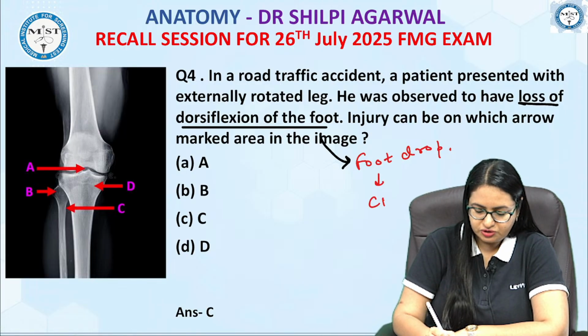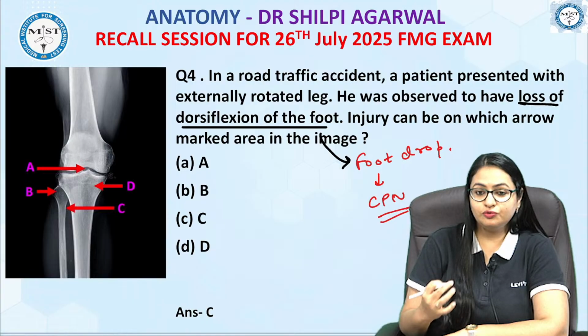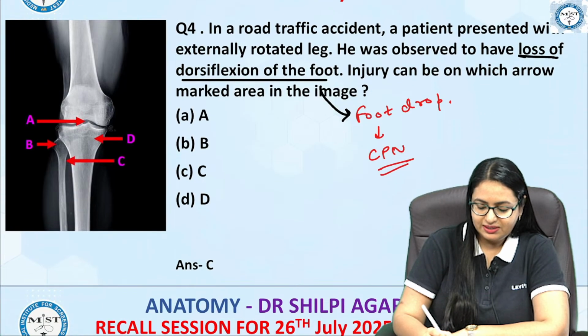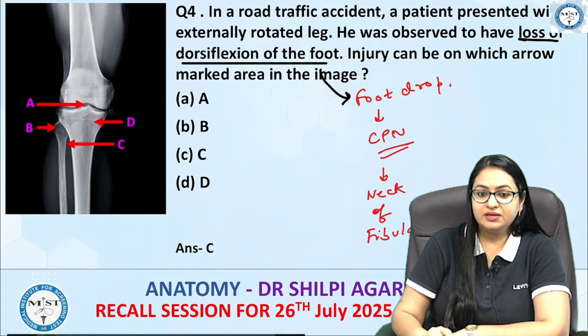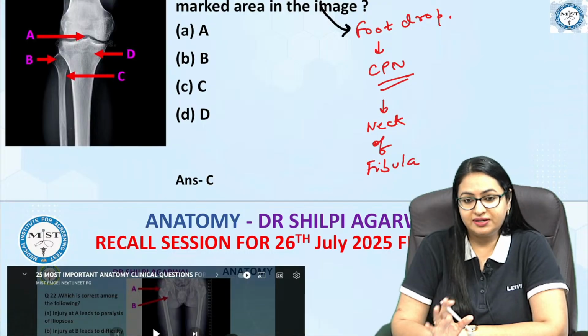Okay, that means which nerve? Common peroneal nerve. So we have to actually look for what? We have to look for the neck of fibula, because the common peroneal nerve winds around what? The neck of fibula. So whichever arrow is towards the neck of fibula, that is the answer.